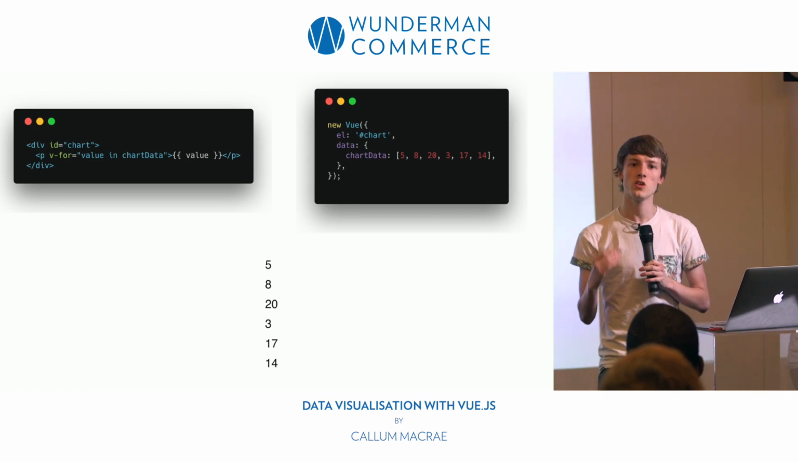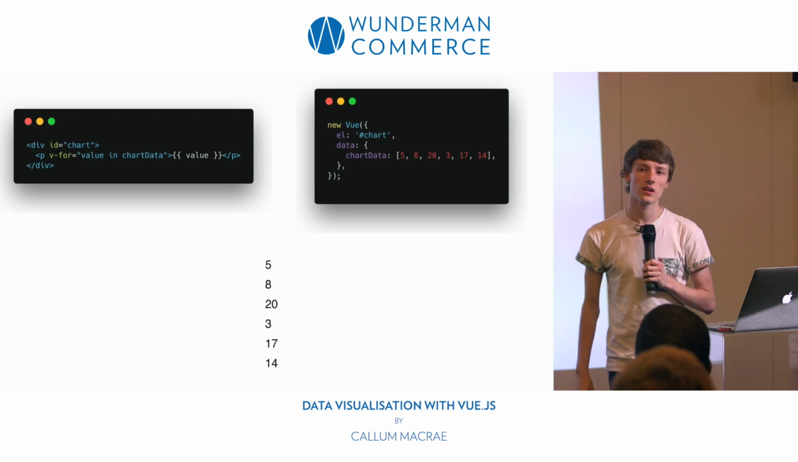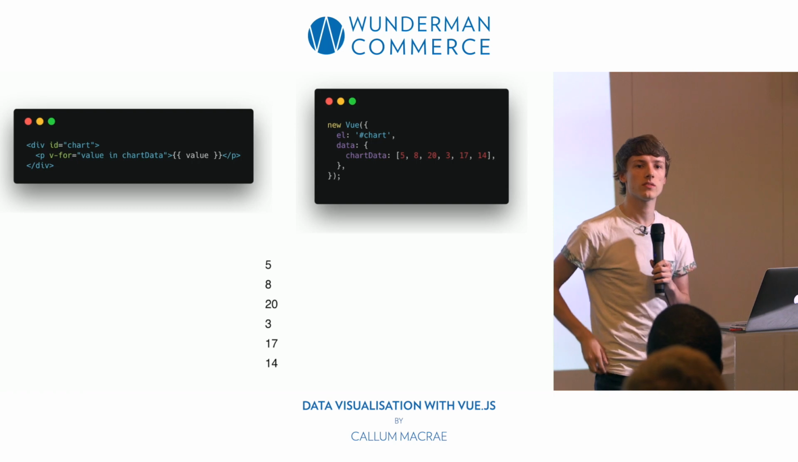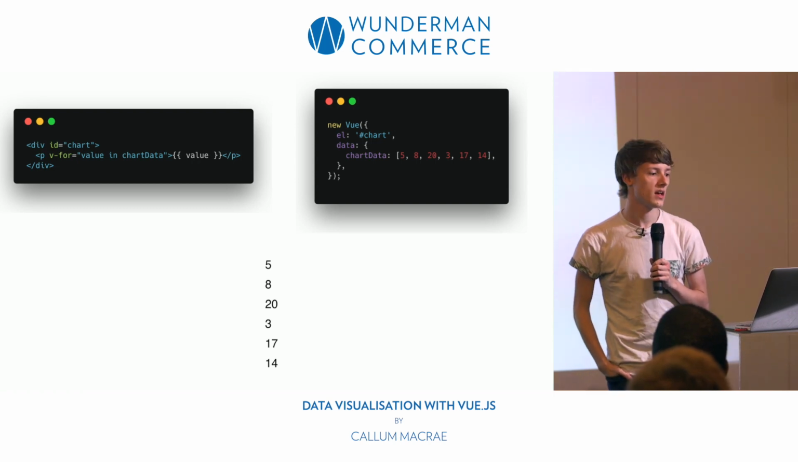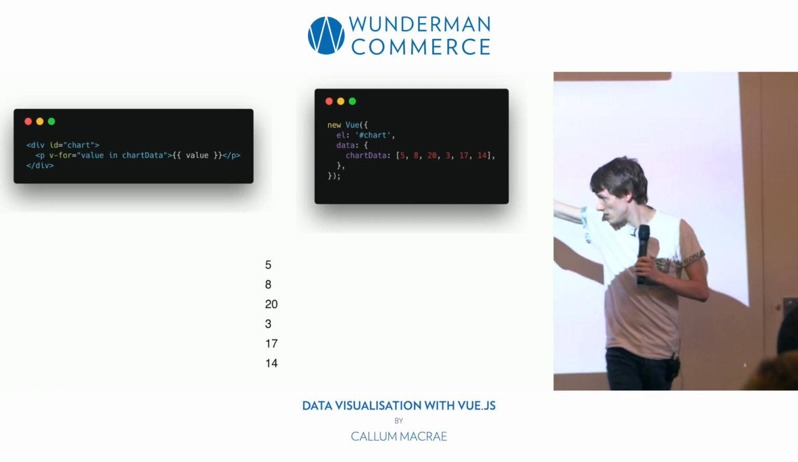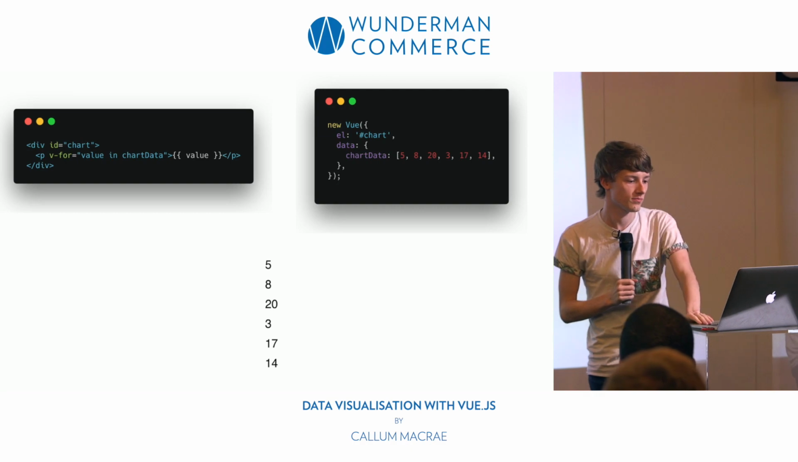It creates a new paragraph element for every single item in the array. And then inside we're using interpolation to say we want to output the value in every paragraph element. So you can see here we've got our paragraph elements output by Vue.